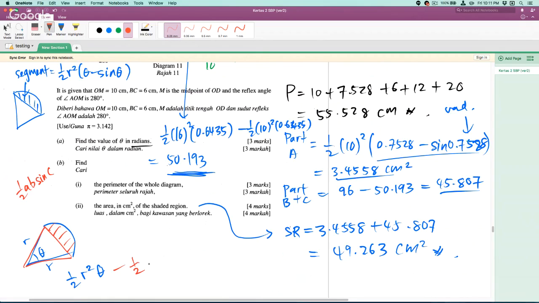Triangle is half AB, two sides. In this condition, A and B is the same thing. So it'll be R multiply R is R square, and then sine theta. And then you find out both of them also have R square, half R square, isn't it? So I factorize out half R square. So therefore I get theta minus sine theta. So this is how the segment formula comes from. Yeah, if you understand, you use segment formula, sometimes it will be very fast.